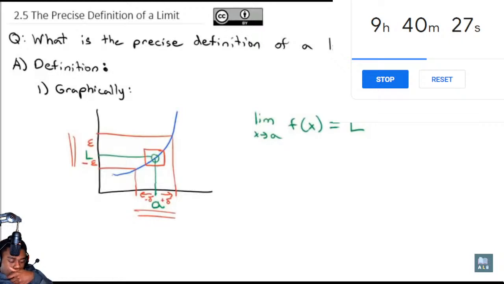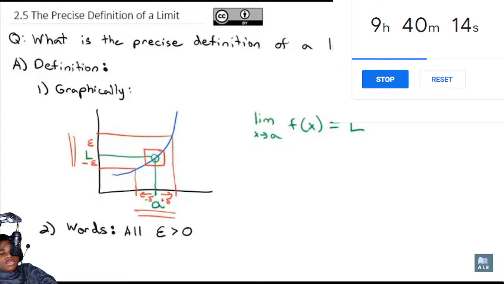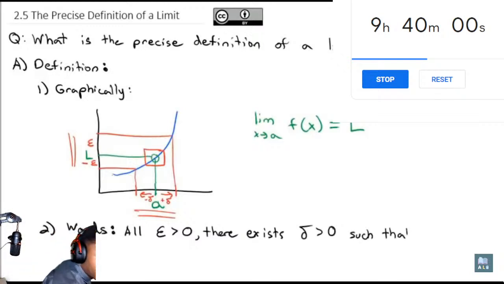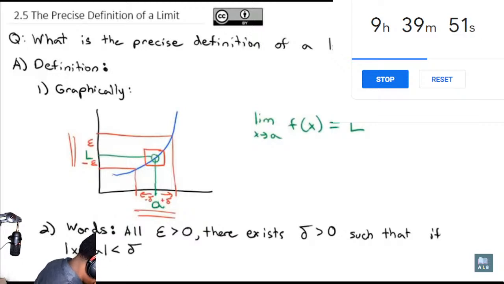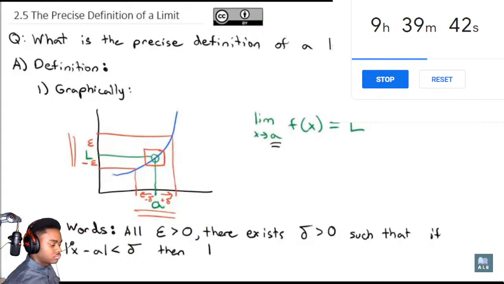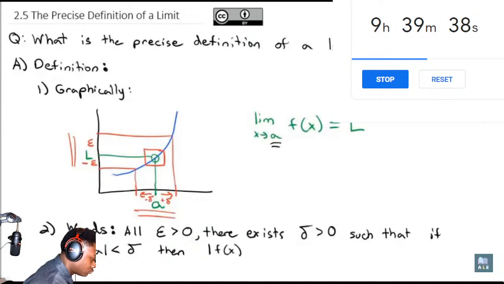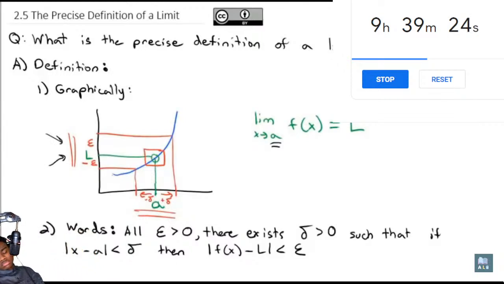And this is what gives rise to, in words, the precise definition for the limit. We say that for all epsilon, that's a Greek letter epsilon, greater than 0, there exists a delta greater than 0, another Greek letter, such that if the absolute value of x minus a is less than delta, remember a is that x coordinate that we want to find the limit at, then the absolute value, we do absolute value because we can do plus or minus, the absolute value of f of x minus L is less than epsilon. In other words, on the right side, we're within an epsilon of the actual limit.